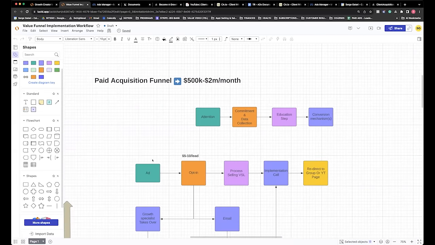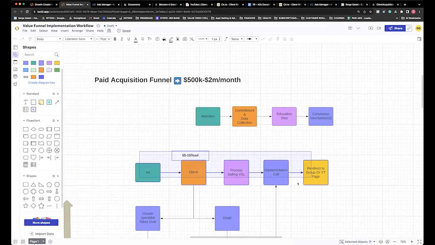Okay, so here's the difference. A lot of people will just focus on generating the attention, getting the leads, implementation, and hoping everyone will convert. But for us, we've restructured this in a different way. And by the way, this same funnel is being used by Cole Gordon to get to $4 million a month. It's being used by everyone who's making millions of dollars per month. This is what they're doing.